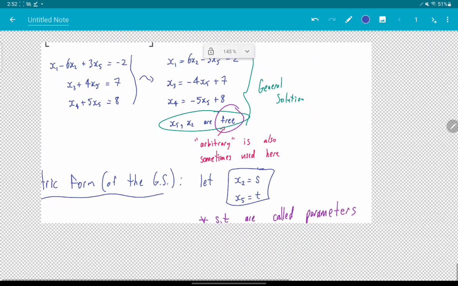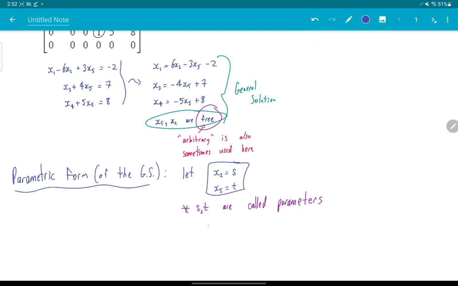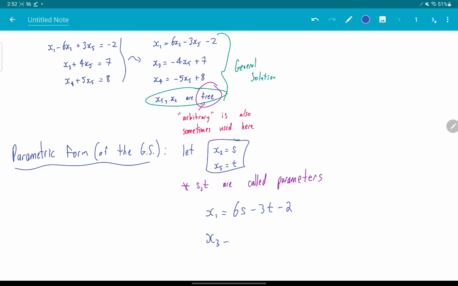Now, zoom out here. So my parametric form is x1 is equal to 6s minus 3t minus 2. x3 is minus 4t plus 7. And x4 is minus 5t plus 8. So the parametric form of the general solution is right there.